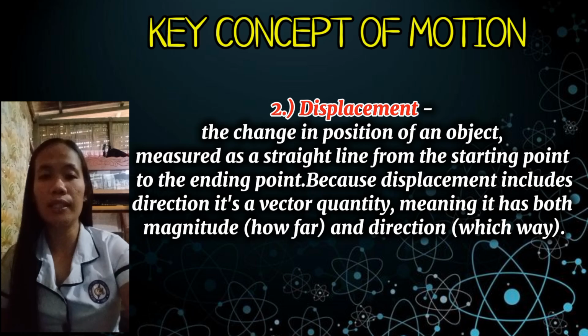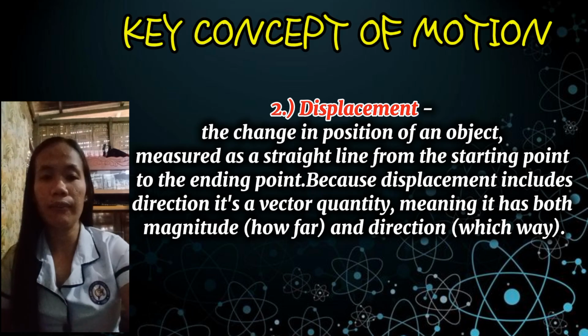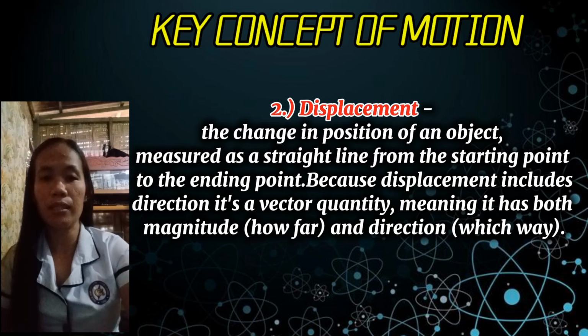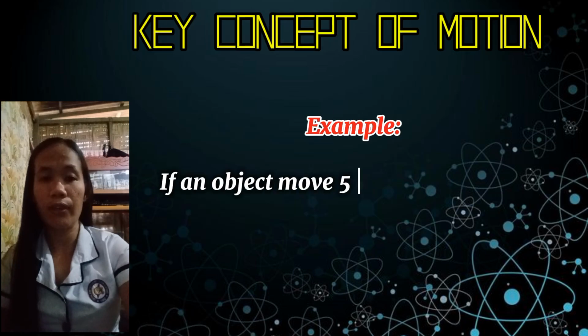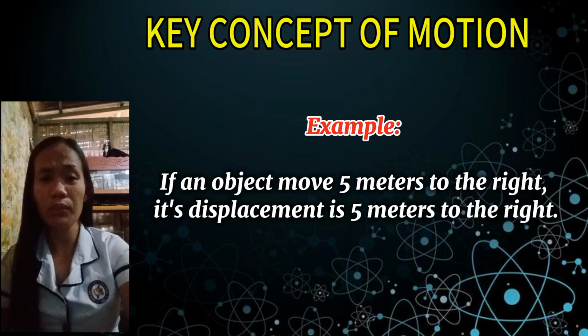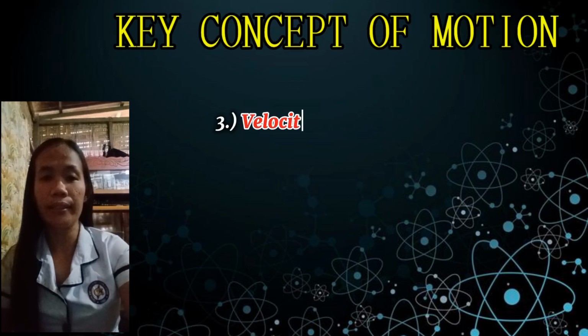An object can move a significant distance, but if it ends up back at its starting point, its displacement is 0. So here are the examples. First, if an object moves 5 meters to the right, its displacement is 5 meters to the right.